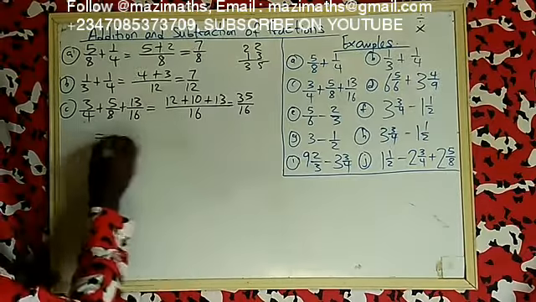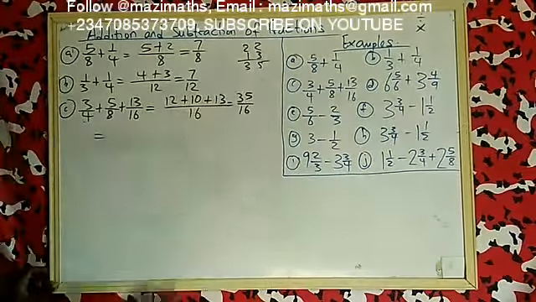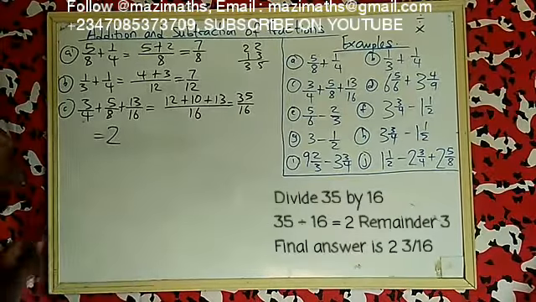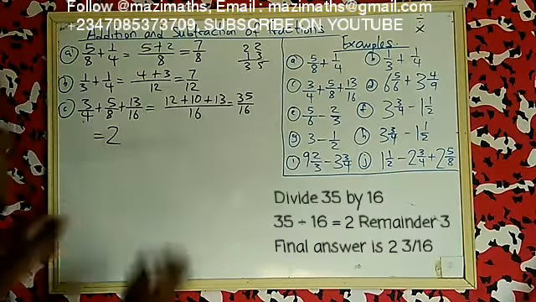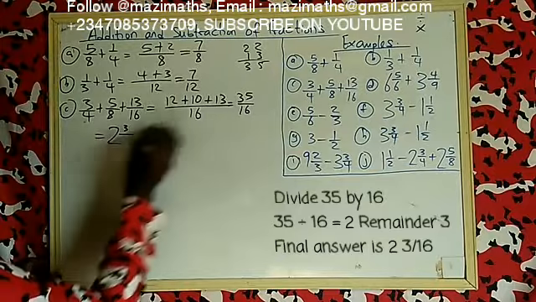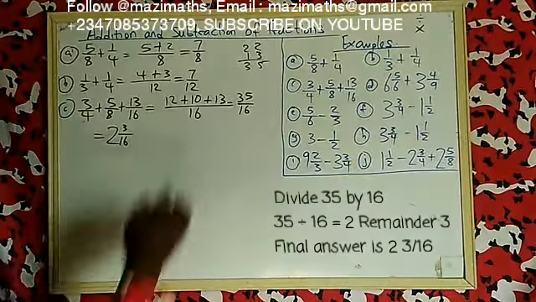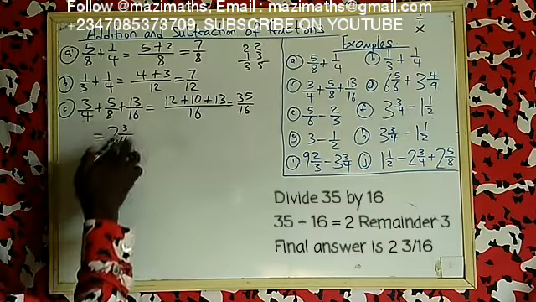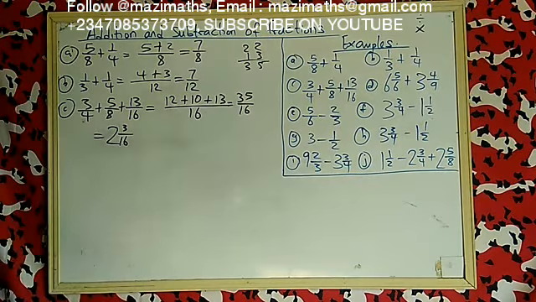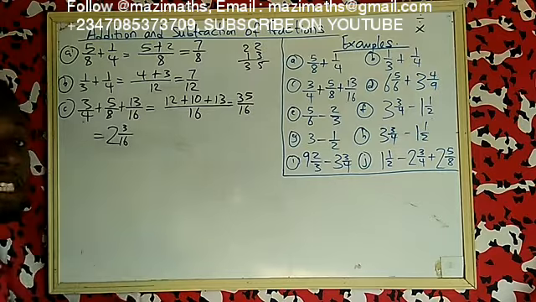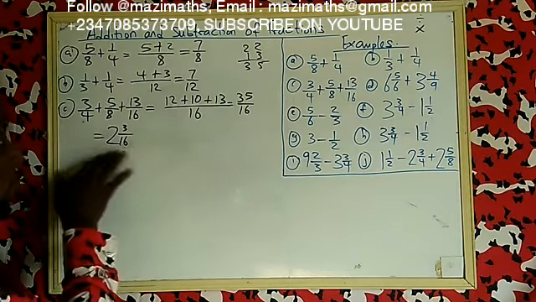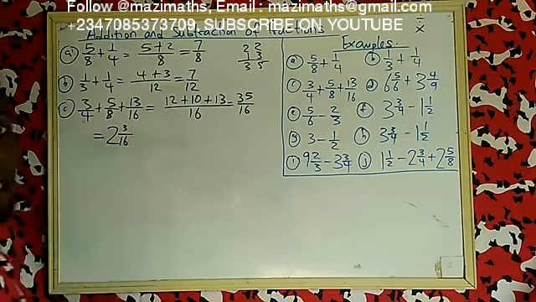Having said that, that means you are going to divide 35 by 16. So 16 inside 35, we get 2. It will remain 3, and then over what? Over 16. If you don't understand how I just got this 2 and 3 over 16, you can check our previous videos where we change mixed number to improper fraction and then improper fraction to mixed number. You'll be able to understand this logic.